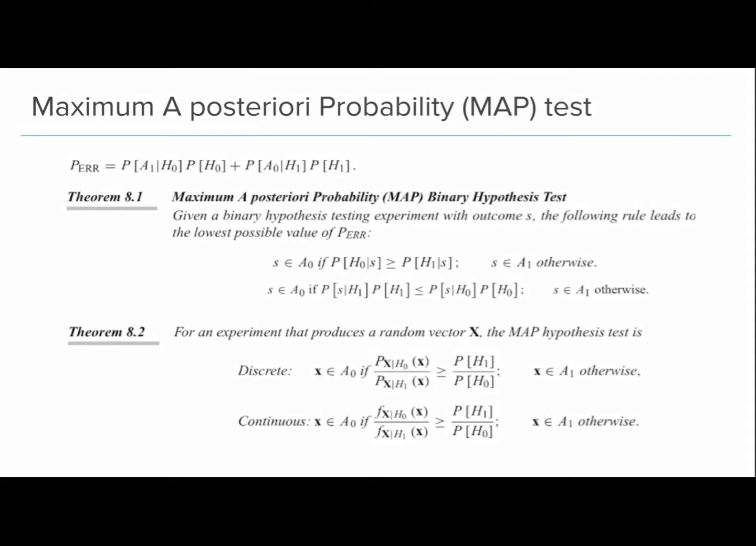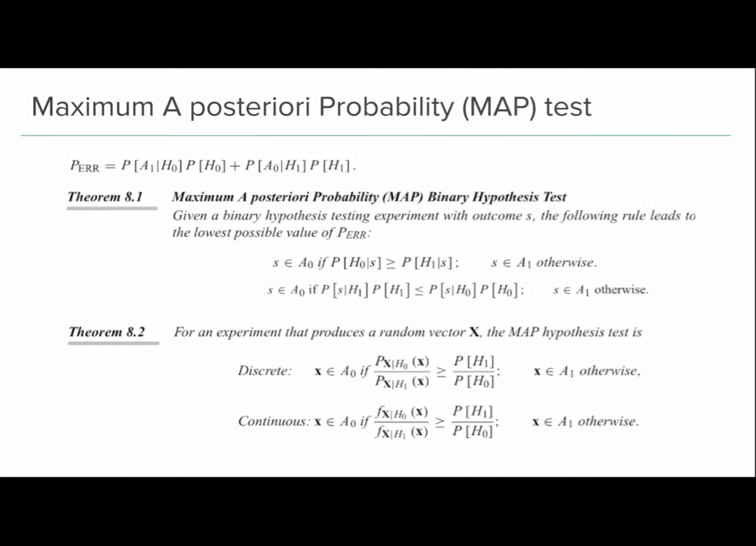So s will belong to A0 if P of s given H1 times P of H1 is less than or equal to P of s given H0 times P of H0, right? So we're trying to reduce the error and get an A naught which will be as close to the hypothesis H naught as possible, right? This should also be pretty intuitive: s will belong to A naught if P of s intersection H naught is greater than or equal to P of s intersection H1, right?